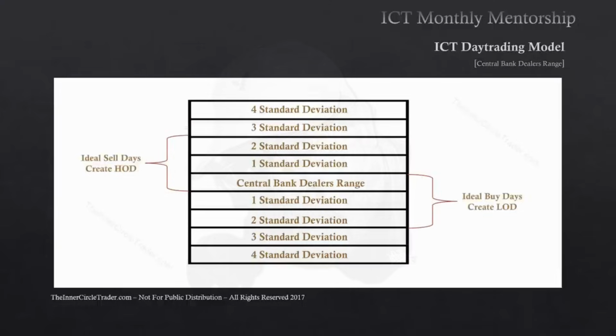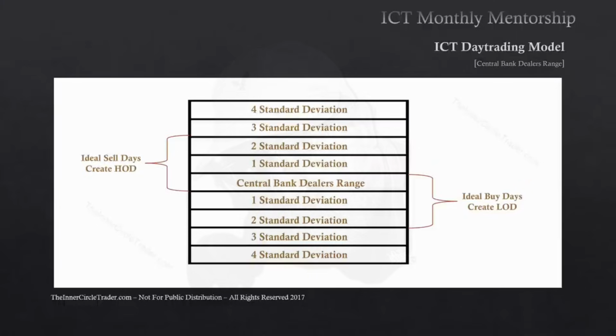Ideally, sell days create the high of the day no more than 2 standard deviations above the central bank dealer's range, many times just 1 standard deviation. Ideal buy days will create the low of the day no less than 2 standard deviations below the central bank dealer's range. And ideally, many times you'll see it just go 1 standard deviation below the central bank dealer's range, creating the low of the day.